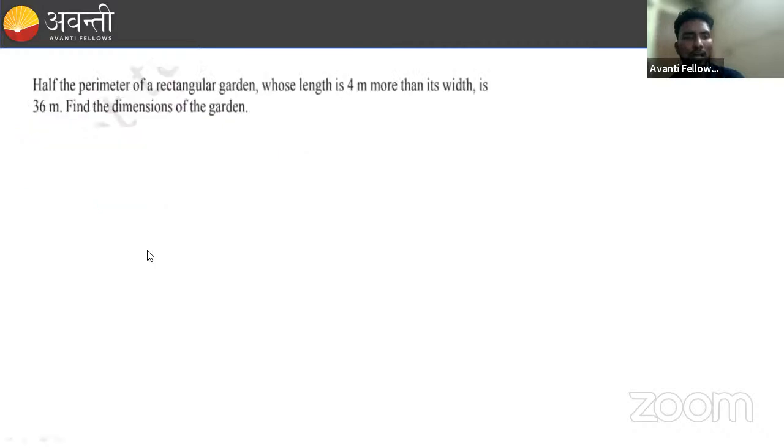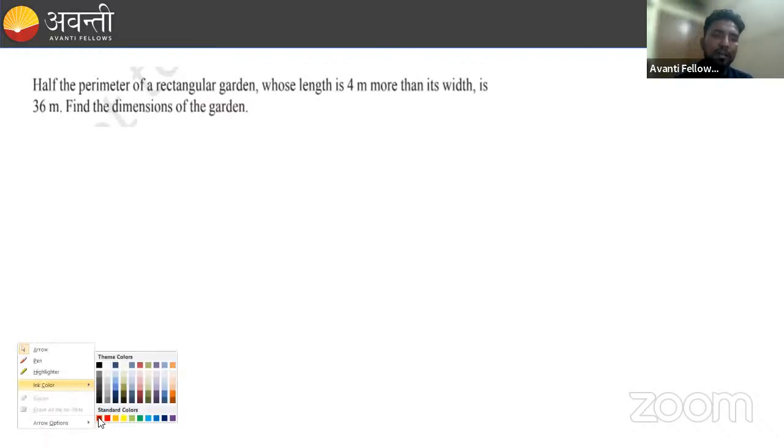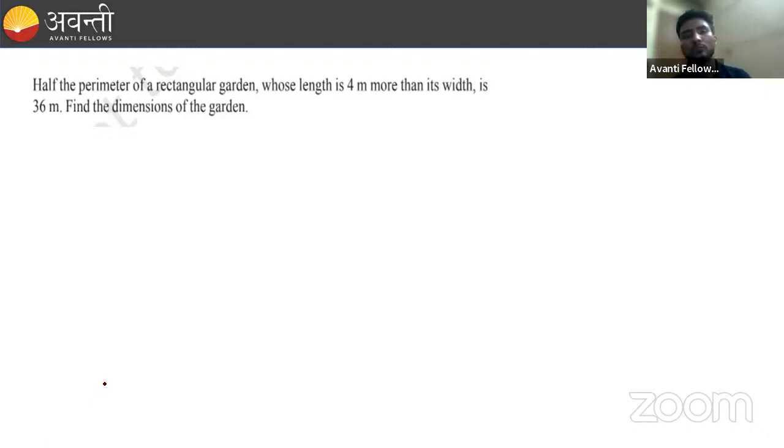Okay. So now you can see we also have some questions in language form. Okay, so you can solve this also. So we can see what is this. Okay, half the perimeter of a rectangular garden. Okay, means what? They have given it to you in language form. You just have to write it in equation form. So you know what is the perimeter of a rectangle.